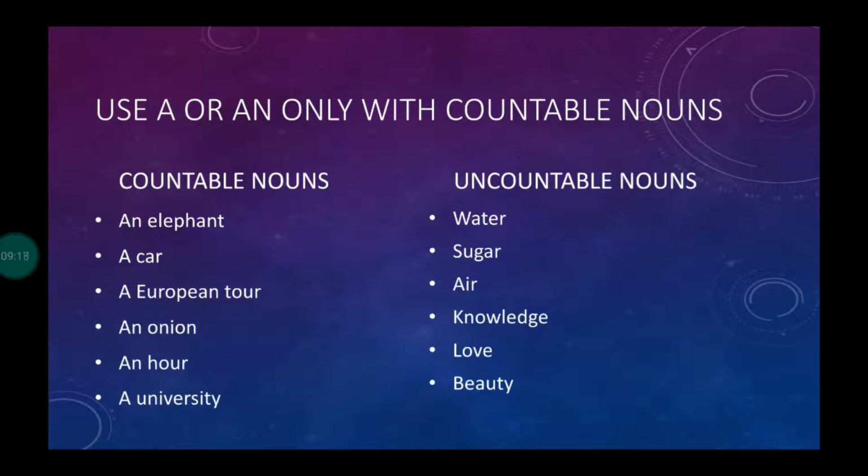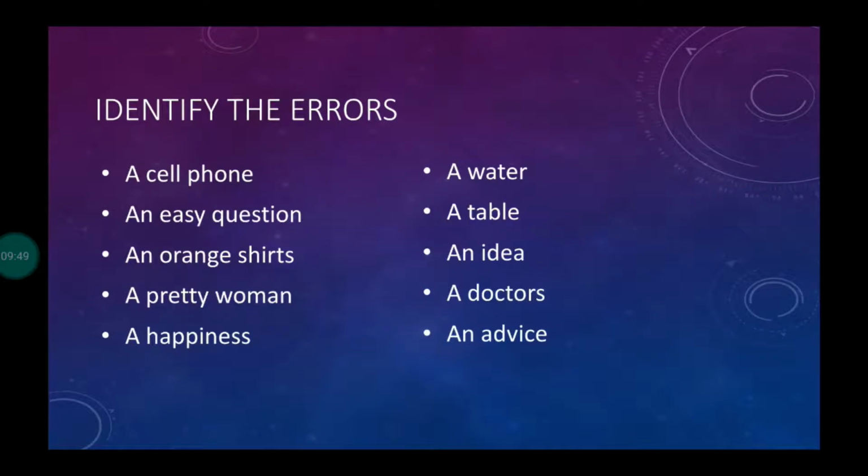So we use a or an only with countables. You can never say a water or an sugar or a knowledge, because you cannot use any number. You cannot say I drank 1 water or I ate 2 sugar or I have 5 love for you or you are 5 beautiful. You cannot say that she has 5 beauty. You cannot use a or an with any of these uncountable nouns. Okay, now we will see the next slide. If you have understood correctly, I would like you to identify the errors in these.